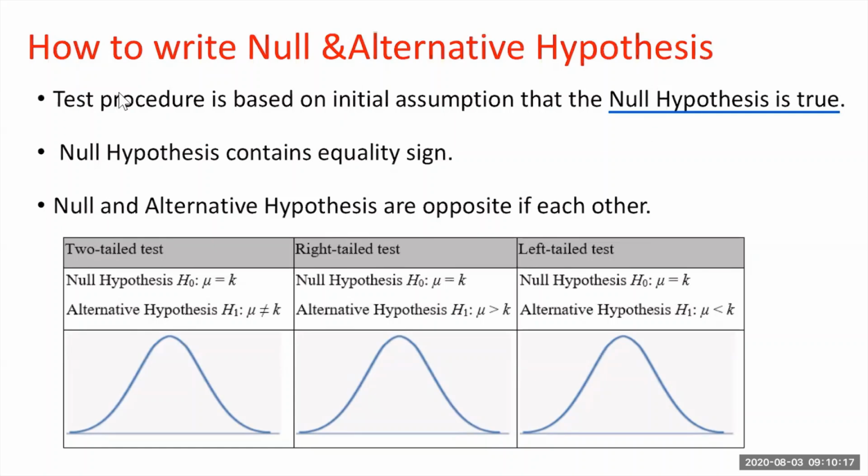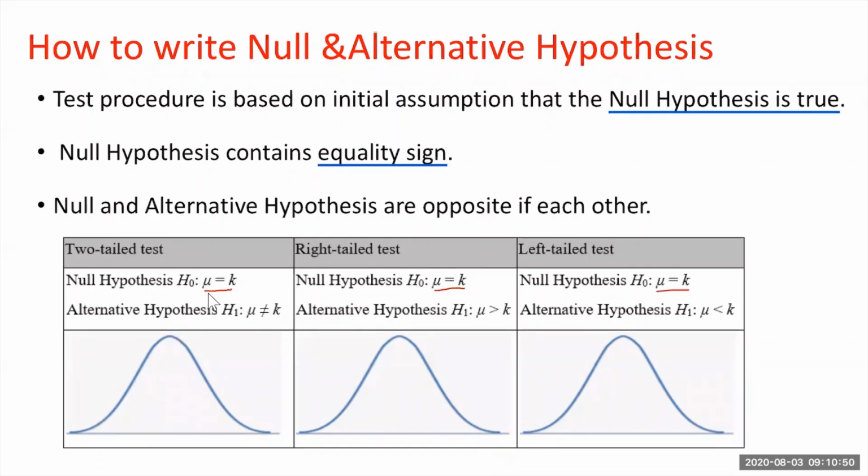The other important thing that we must know when we write the null and the alternative hypothesis is that the null hypothesis always contains an equality sign. For example, if you look at the example here, null hypothesis, H sub 0, the population average is equal to some K. See, there is an equal to sign. The null hypothesis has an equal to sign.